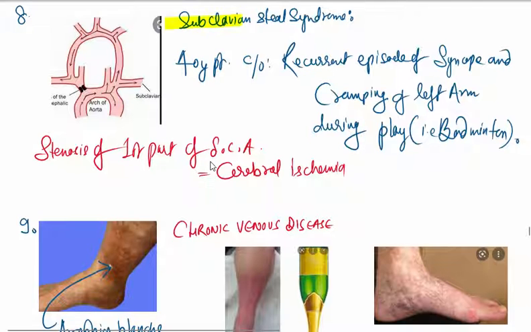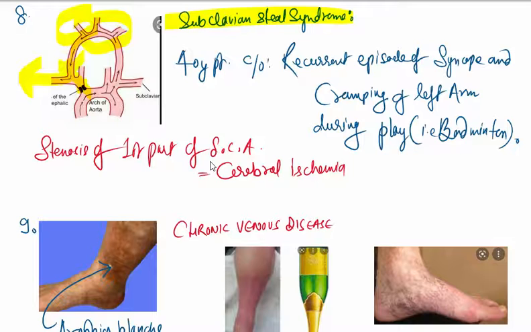Next one, subclavian steal syndrome. This photograph is showing subclavian steal syndrome. Here there is subclavian artery stenosis, so blood will not ascend upward, and blood from the brain will come down because of low pressure, and then go to the periphery. This is the steal syndrome, as it steals some part of blood from the brain, that's why it is known as subclavian steal syndrome.